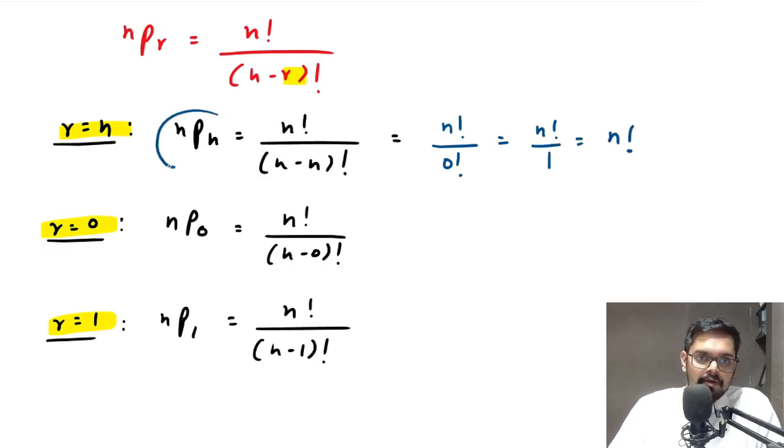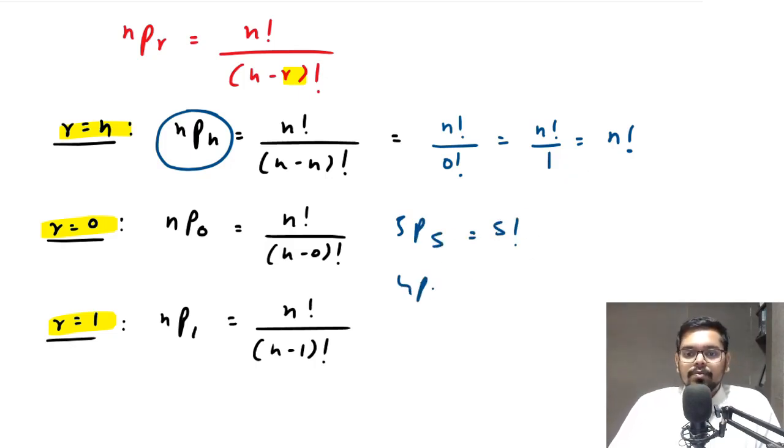Always remember, whenever you get nPn, like 5P5, the answer is straight away what? 5 factorial, n factorial, right? 4P4, the answer is 4 factorial. No need to use the formula and get the answer, straight away use this result. nPn is n factorial. Easy. Similarly, the next result: what if I substitute r as 0?